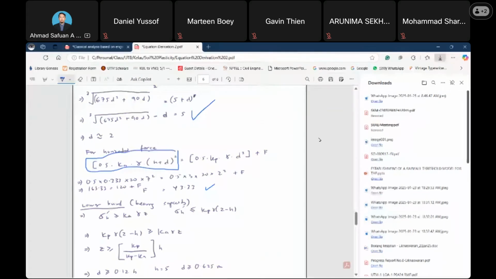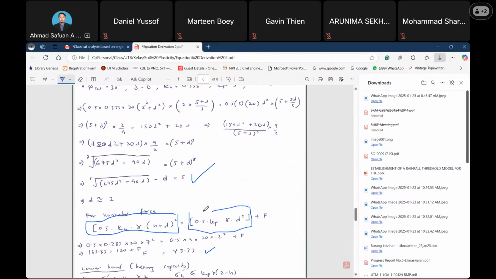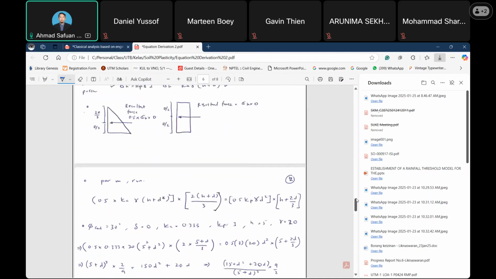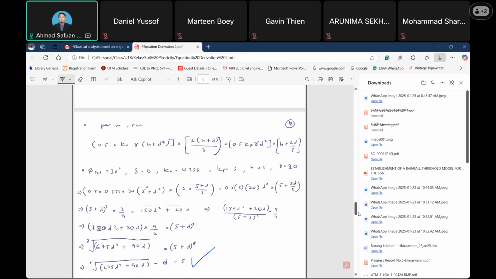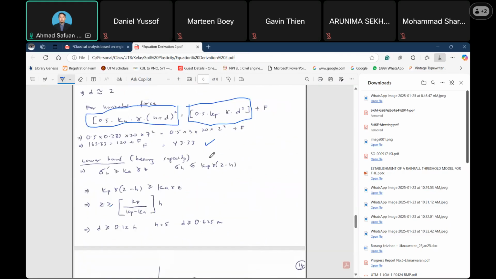at active. But this is the load from the passive. Also get the area of the triangle, then plus with the F. So it means that F and this part contribute to the stability of the cube. So from there we can get what is the F.